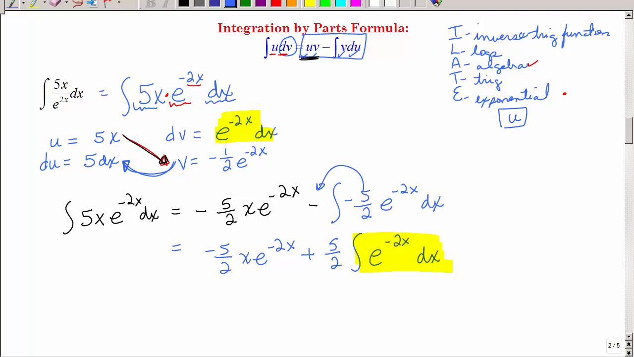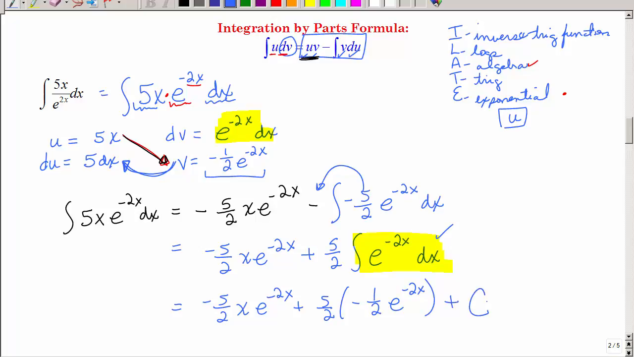Now, does that always happen? No, but in this particular case, it did. But the good news is that I now have an integral that I know how to integrate. So this is negative 5/2 x e to the negative 2x. And I'm just going to remember this. So I have plus 5/2 because of my constant multiplied by negative 1/2 e to the negative 2x. And now I'm going to put that constant there.